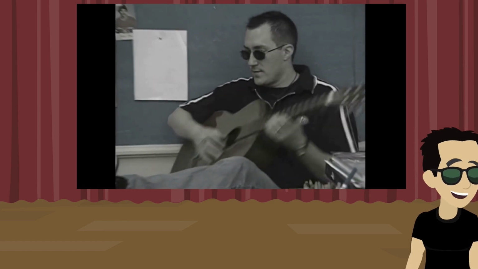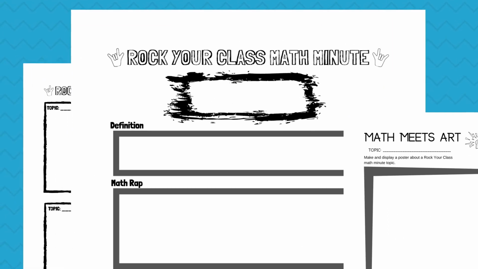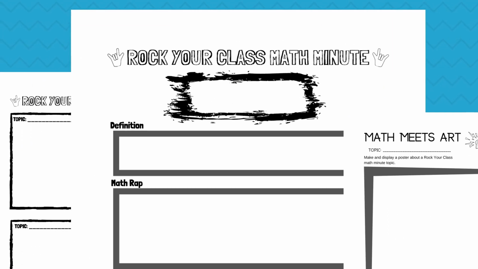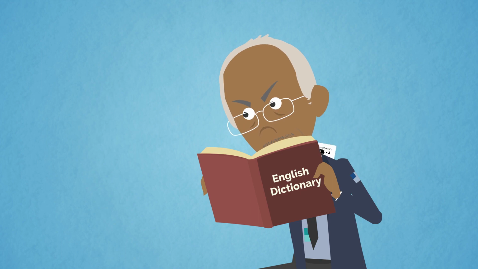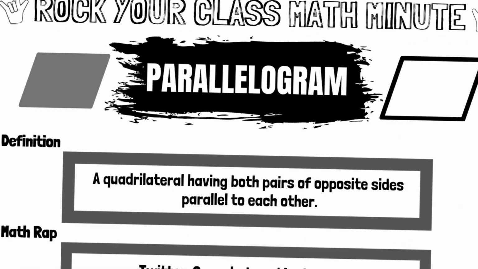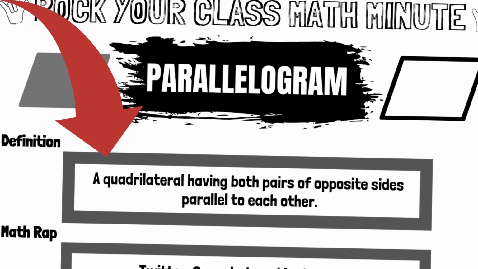Get ready for today's Math Minute topic. Parallelogram. What does the dictionary say? A quadrilateral having both pairs of opposite sides parallel to each other.